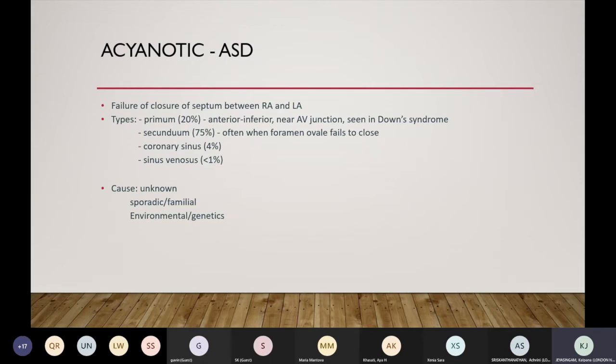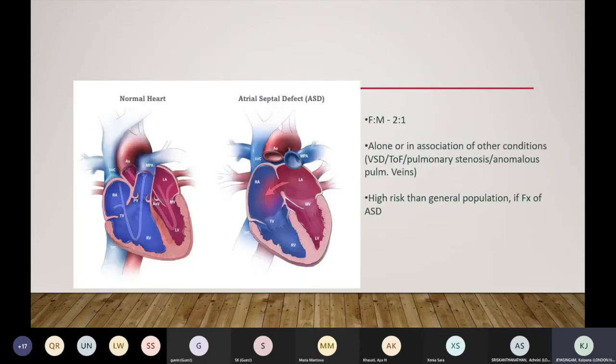The reason why that happens in some babies is unknown. Sometimes you notice that there's a family history, or it might be sporadic, or sometimes it could be environmental or genetic. Again, ASD is slightly more seen in females than in males, and it can be either an isolated finding, so the baby just has ASD, or it might be associated with other defects in the heart, like alongside VSD or with tetralogy of Fallot and many other defects. And usually there is a higher risk of a child developing ASD if there is a family history of ASD.